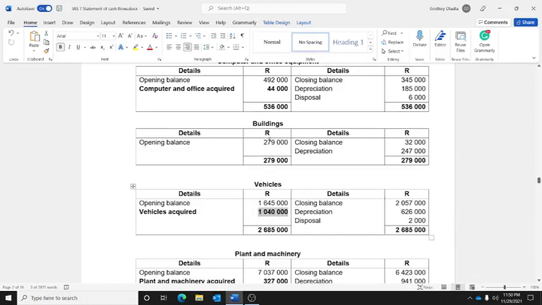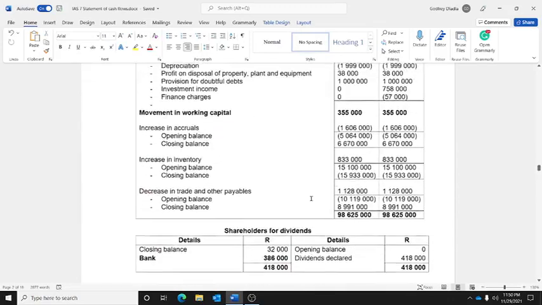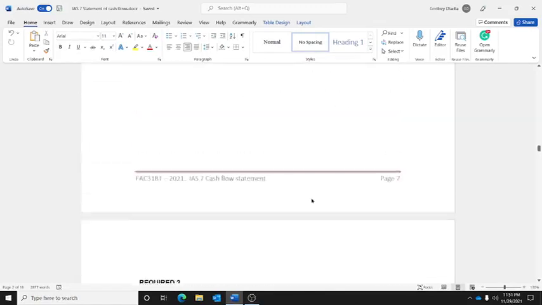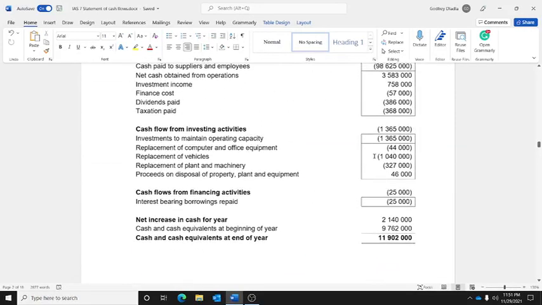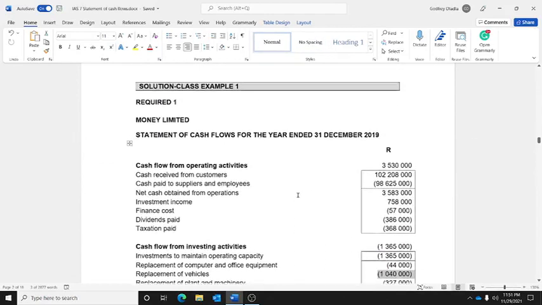Right. Your buildings here at the top, nothing happened here. You can see there was no additional acquisition or anything. Okay, because it just balances itself. You've got the depreciation that will read from the top. The opening and closing are given to you at the top. Okay, so you will then have to put this one here. Okay, so for the building, there's nothing happening.